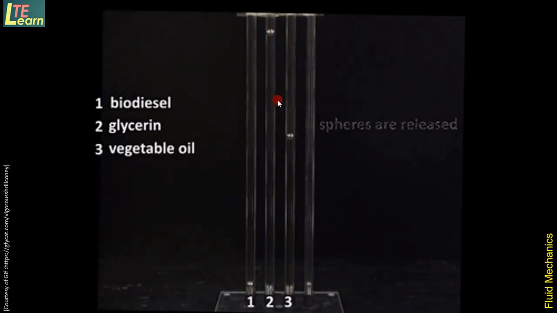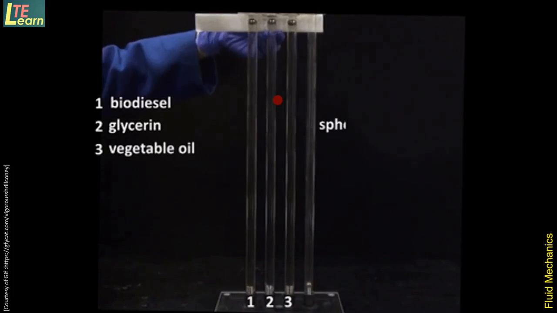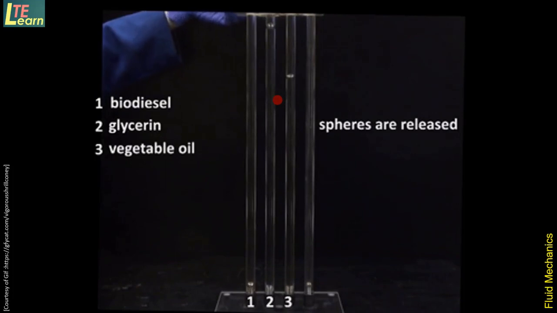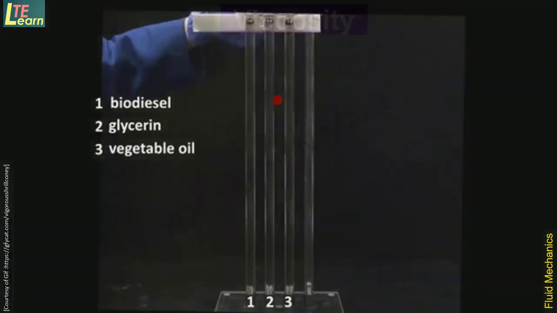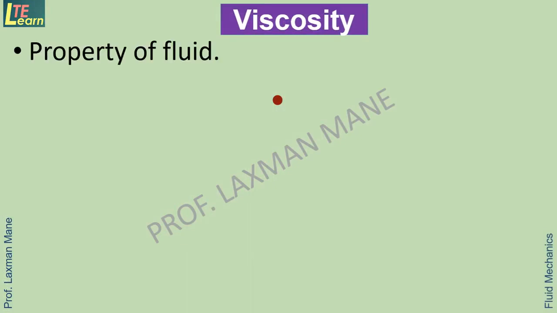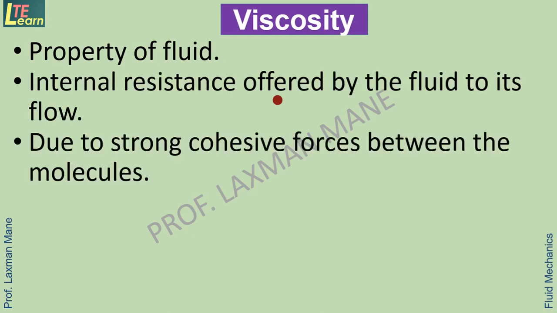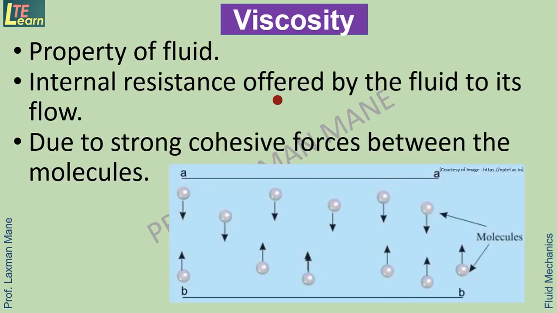So why is it happening? It is happening due to the resistance offered by the fluid inside the tube to its flow. So from this we can say that viscosity is a property of fluid. It is the internal resistance offered by the fluid to its flow. Now this property is due to strong cohesive forces between the molecules of the fluid.